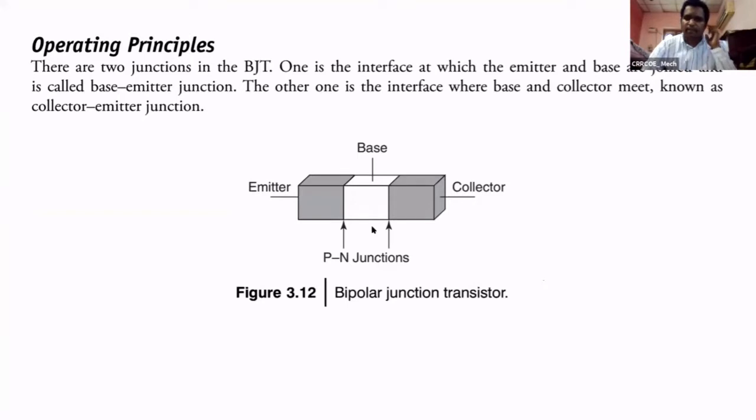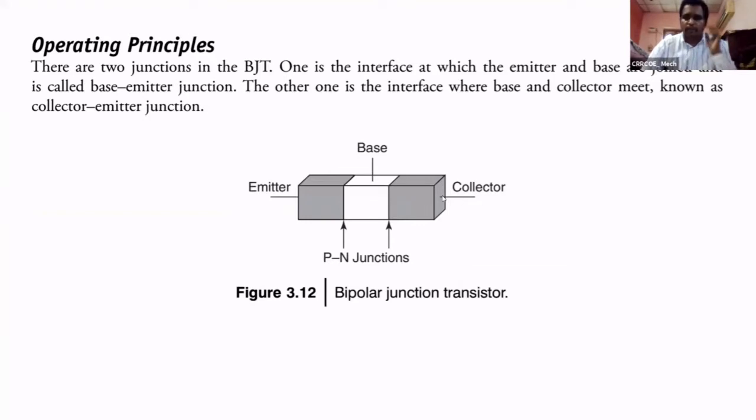The terminals are emitter, base, and collector. We have three terminals. A diode is a two-terminal device, whereas the transistor is a three-terminal device. The interface between the emitter and base forms one junction, and the interface between the base and collector forms another junction. This means we have two junctions.